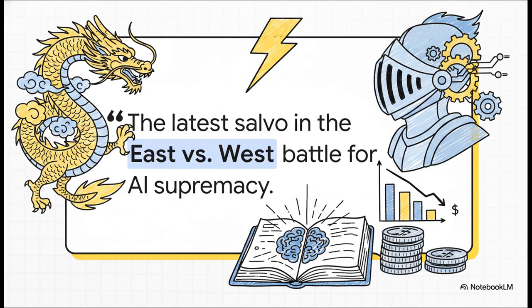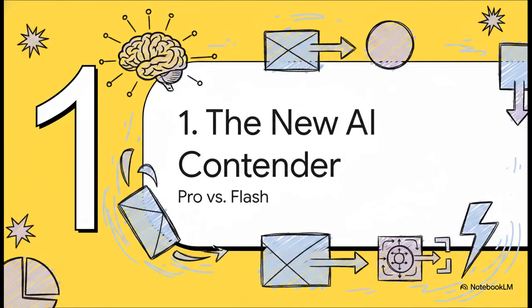And this isn't just some quiet tech release. This is a major move on the global stage. Mashable is even calling it the latest salvo in the East versus West battle for AI supremacy. So when you think about it like that, its open source nature, that raw power we're going to talk about, and especially that insane price tag, it all becomes way more significant. All right, so what is this new contender that's making all these waves? Let's get into the details.